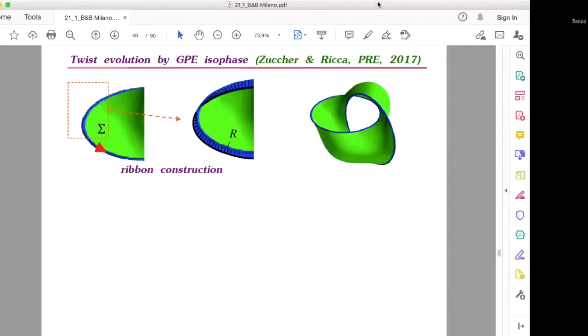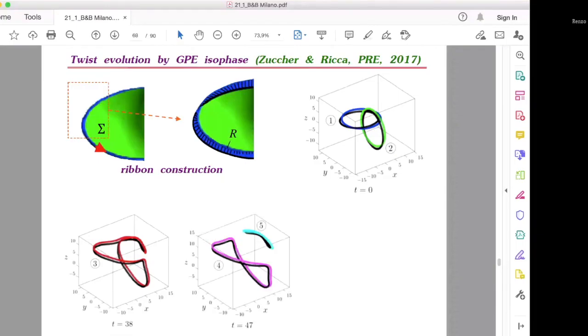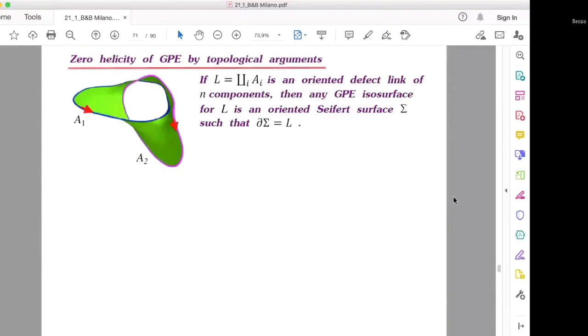Anyway, by taking care, we could follow how twist recombines during reconnections, etc. This is again a paper of 2017. In the case of zero helicity for GPE, this is the situation.